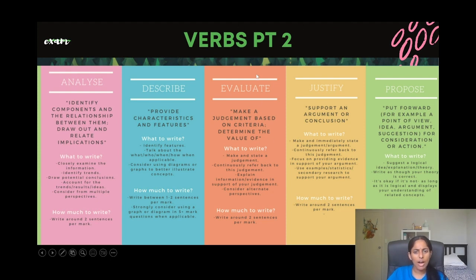You also have other kinds of verbs, such as evaluate. Evaluate is pretty much making a judgment based on the criteria that you have. This verb particularly tends to show up in long response questions, so I'm talking about questions with more than 6 to 9 marks. It's pretty important in the sense that you need to have good structure within your answers as well. If we move on further, you can also see that there are other kinds of verbs. So you have justify as well as propose.